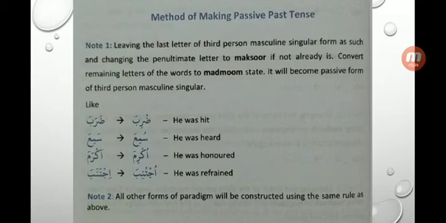Note 2. All forms of the paradigm will be constructed using the same rules as above. The same rules that we studied in the last lesson, how all the words of fi'l mazi are made from third person masculine singular. For example, for third person masculine dual we add alif, so zuriba will become duriba, and for third person masculine plural we add wow, so zuriba will become duribu, and so on and so forth. You can refer to the last lesson for all the rules and identification marks of all the words.